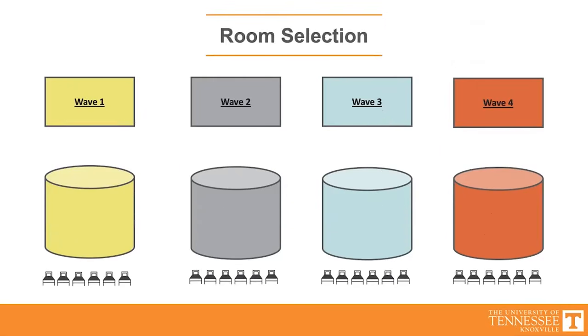We're going to walk through a room selection process from start to finish to show you how the waves and time slots behave. When Wave 1 begins, students gain access based on their time slots. Beds are already allocated and ready for selection in each wave.